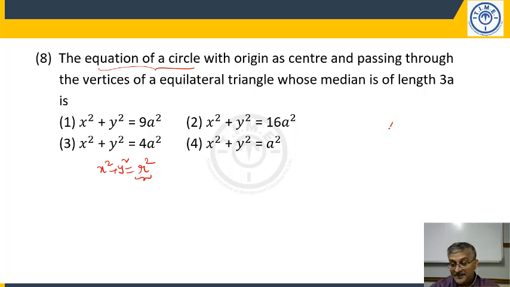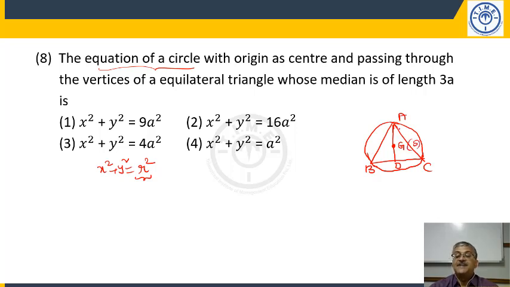What is this circle? It is passing through all the vertices of an equilateral triangle. So these are the vertices of an equilateral triangle, and the circle is passing through these three vertices. So this circle is a circumcircle. Now they have given the length of the median as 3a. We know that in an equilateral triangle, circumcenter, centroid, and orthocenter all coincide. So this is the centroid as well as the circumcenter.